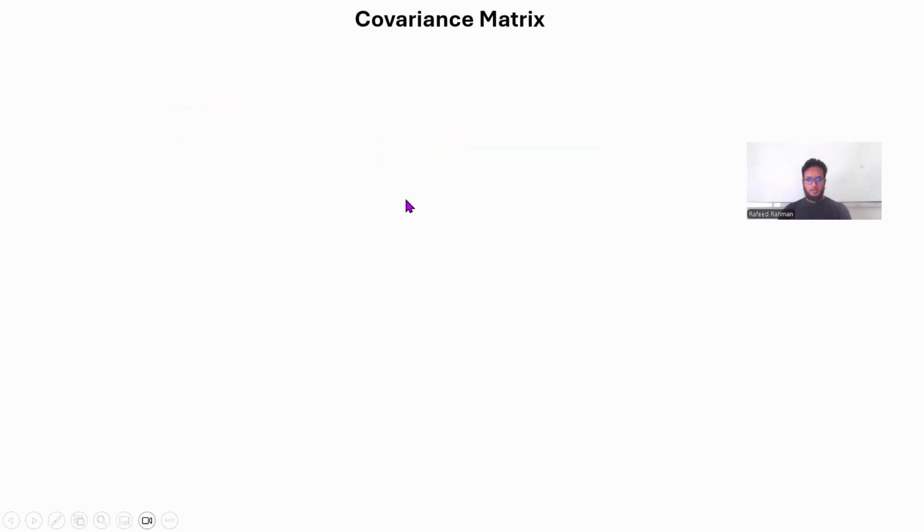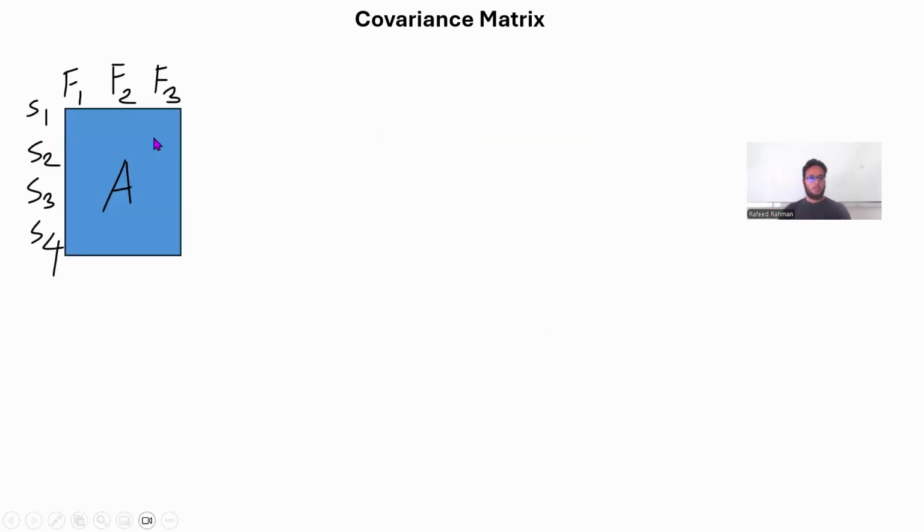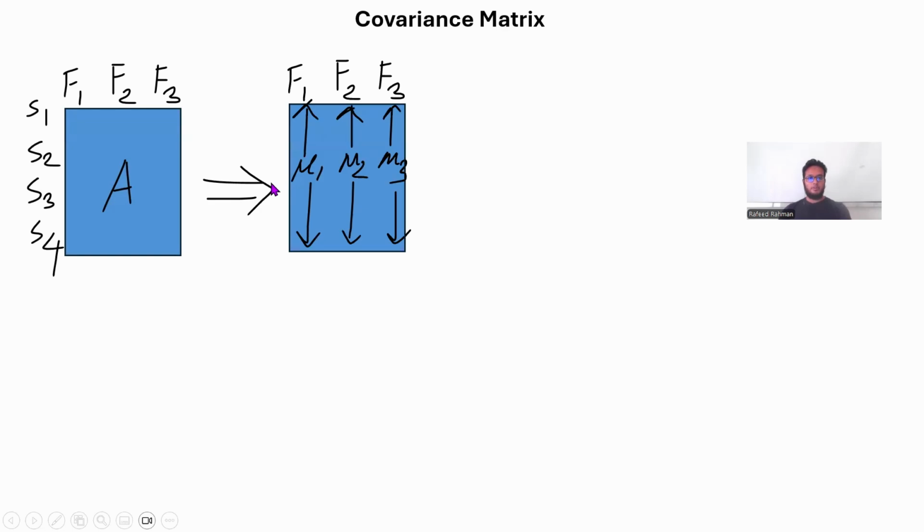So now finally, we move on to the covariance matrix, which is the basis for the PCA decomposition. So this is our data set. Suppose we have a data set where we have S1 to S4, 4 samples, and we have 3 features F1 to F3. The first step is to get the mean for each feature column. So μ1 is the mean for feature 1 column, μ2 is the mean for feature 2 column, and so on and so forth.